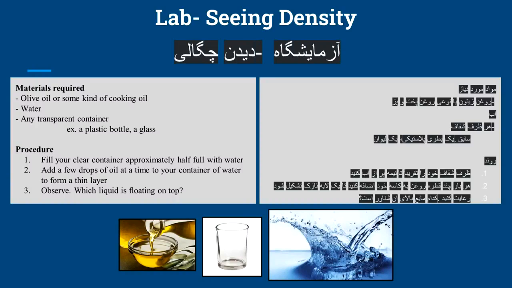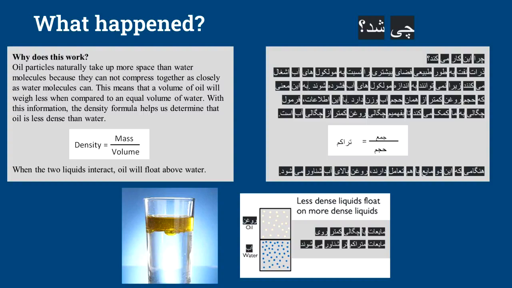First, we will begin by filling your clear container about halfway full with water. Then add a few drops of oil at a time to your container with water in it until you see a thin layer of oil form. I want you to look at your container and notice which liquid is floating on top. And using what we just learned about density, think about why this might be happening. You can pause the video to discuss.